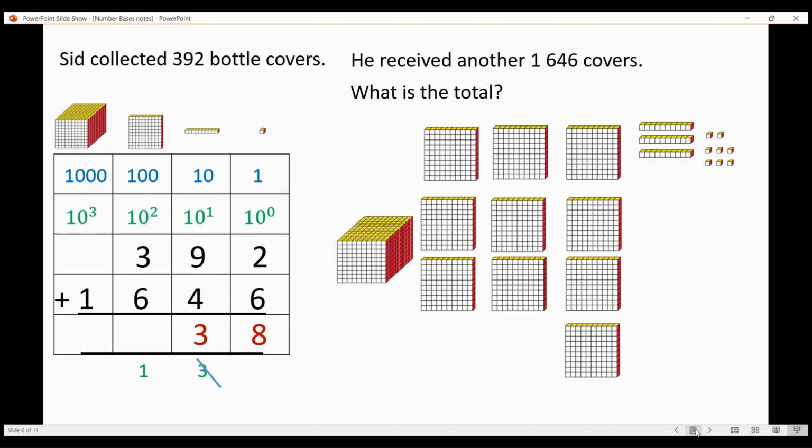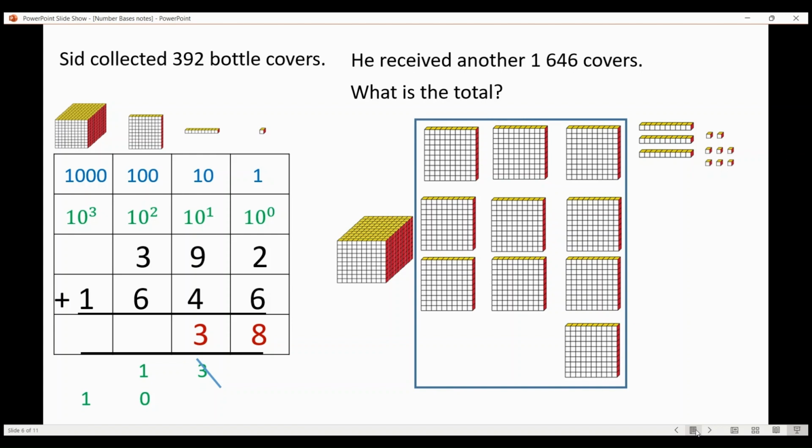So now if we're looking at the hundreds, we had 3 groups of 100 from Sid first collecting, 6 groups of 100 from what he received again. So that's 9. And we just replace the 10 groups of 10 by another 1. So we have 3 and 6, 9 and 1, 10. So this entire thing here is 10 groups of hundreds. And if we represent that there, that will be an entire block that we're showing.